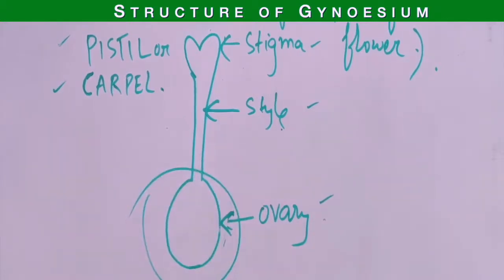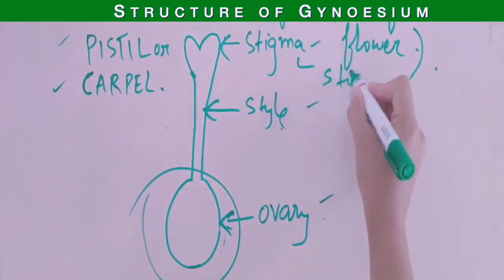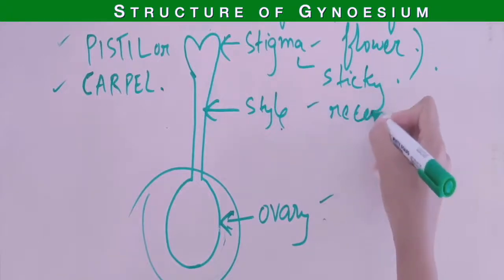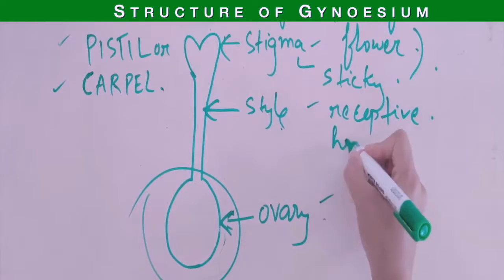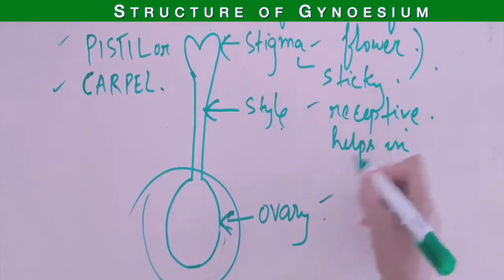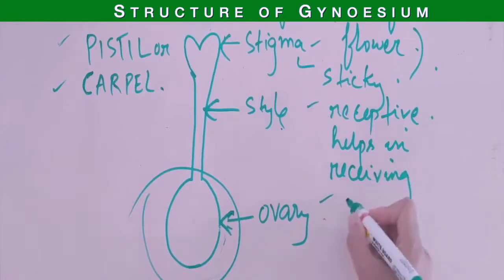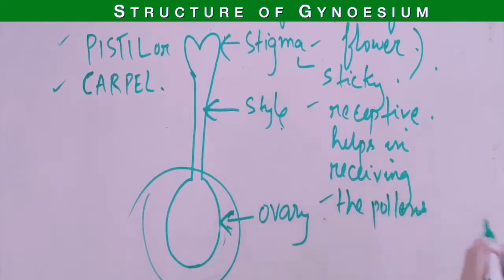The stigma is always sticky. Why sticky? Because it has to receive the pollen grains. It helps in receiving pollen grains, so that they stick, brought by pollinating agents.